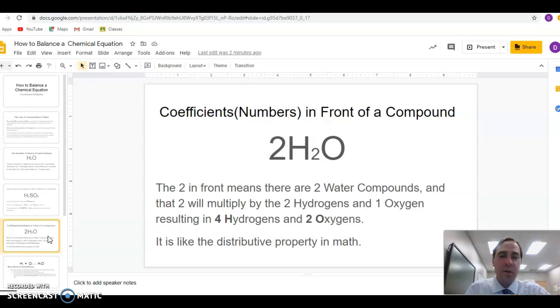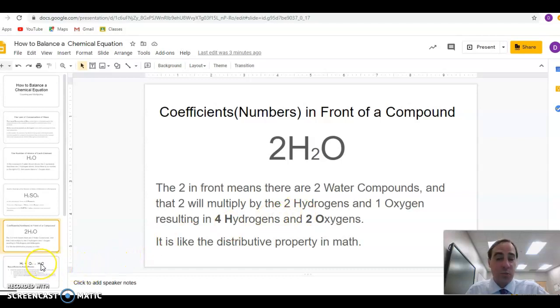Okay, now the 2 in front is kind of like saying there are 2 compounds of water. Okay, and that 2 in the front, this big guy right here, it's going to multiply by the 2 hydrogens here and the 1 oxygen, because the oxygen doesn't have a number beside it. So it's like the distributive property. We're going to say 2 times 2, that's going to give us 4 hydrogens, and then 2 times 1, which will give us 2 oxygens. So that 2 in the front, that's where the multiplication will come in, okay? So we counted how many. Now I'm showing you how you can multiply.